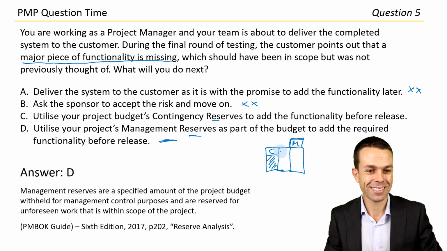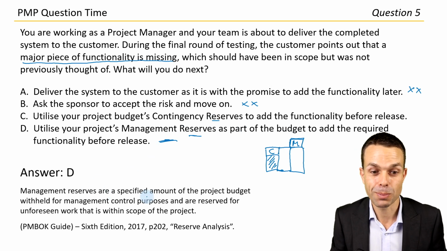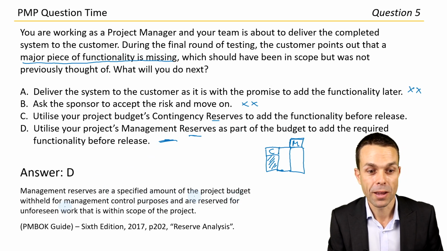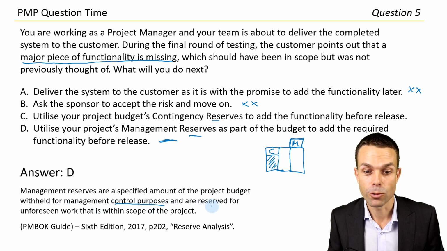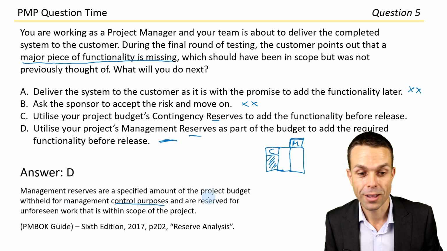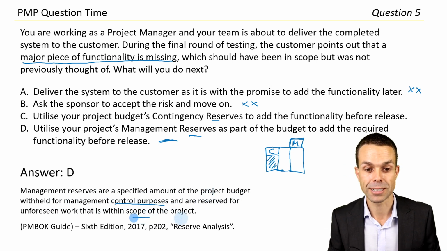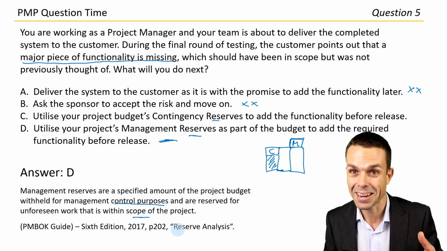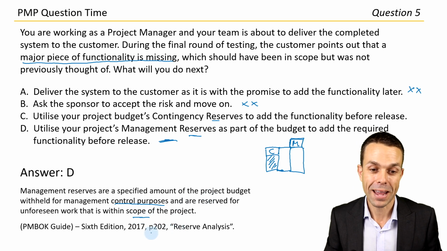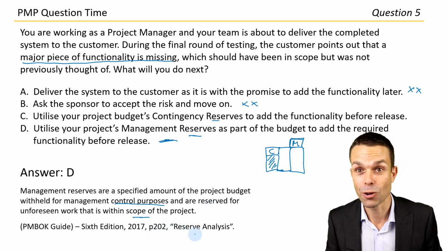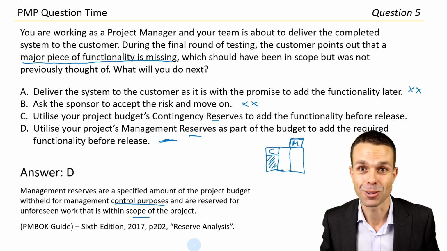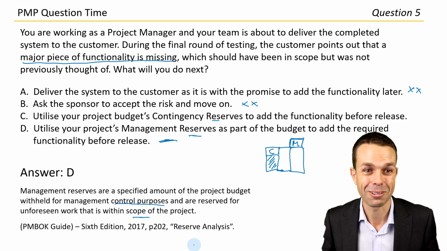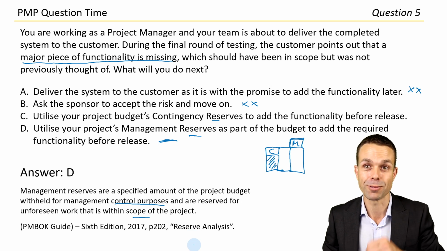All right, great stuff. Management reserves are a specified amount of the project budget withheld for management control purposes, great, and reserved for unforeseen work that is within the scope of the project. And if you want to check that out again in the PMBOK guide, page 202, reserve analysis, a great way to go straight there and have a look for yourself. Great stuff. You did really, really well. I thought that was fantastic.